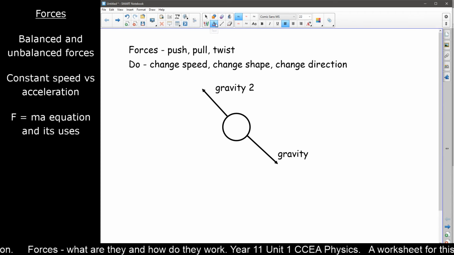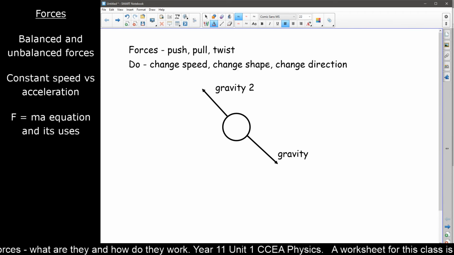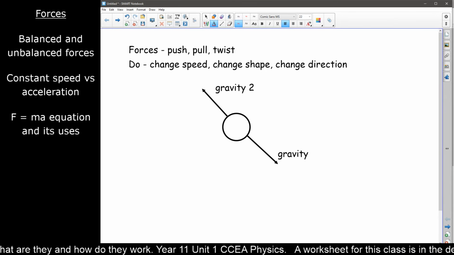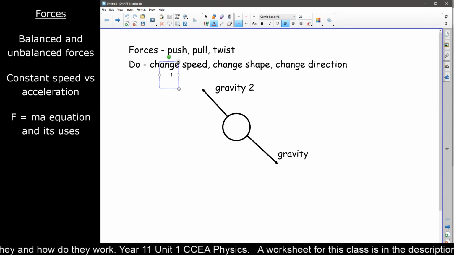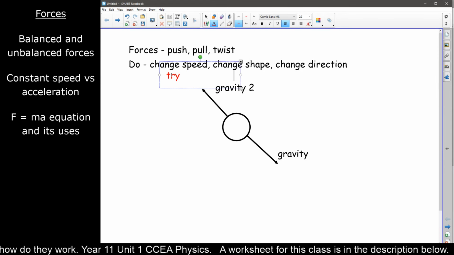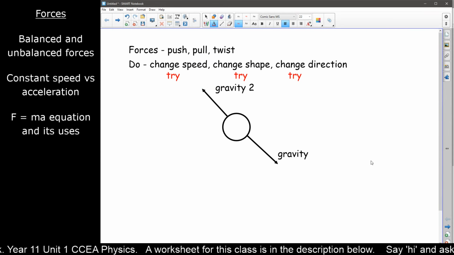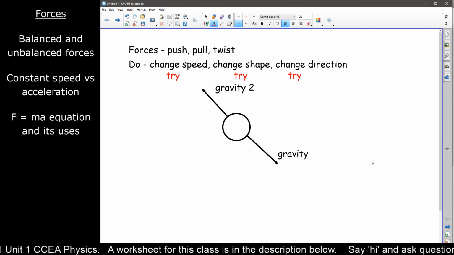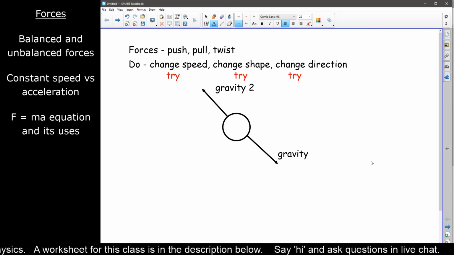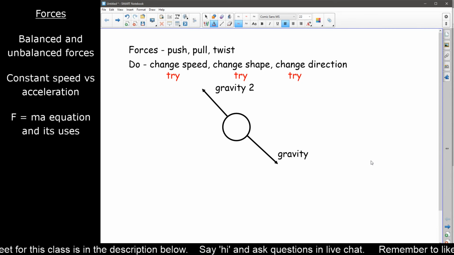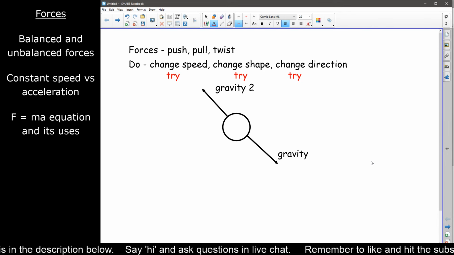So what we actually should have here is, rather than forces change speed, change shape, or change direction, the key word here is forces try to change speed, they try to change shape, and they try to change direction. Whether or not they're successful is irrelevant. And in fact, depending on where you view it from, they may be successful and they may not, even with the same object. If you're super nerdy and you want a little bit of extra reading, look up inertial reference frames to have your mind completely blown about what you think of in terms of stationary.